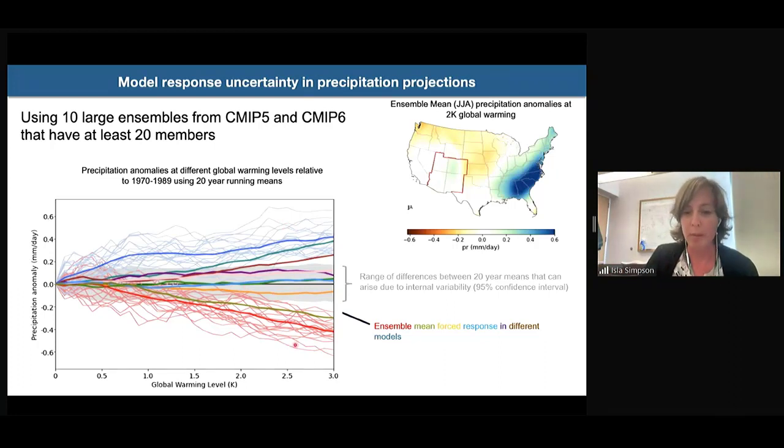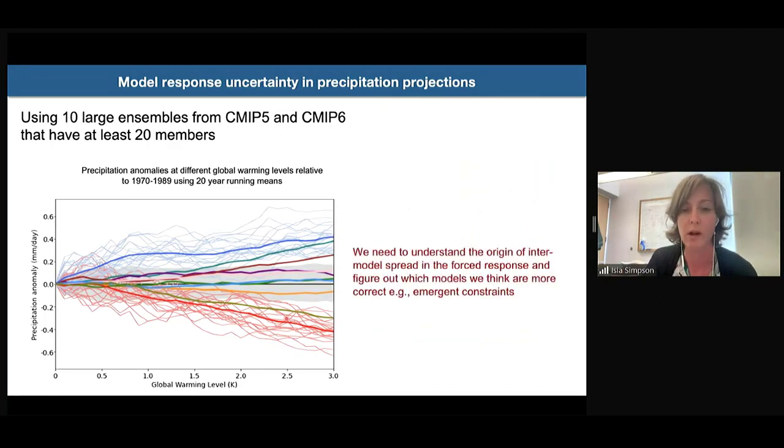So for our climate model projections in this Four Corners region, we have really a big uncertainty in summertime precipitation projections. And a large part of that uncertainty is really coming from the fact that the models are all doing different things in their response to external forcings. And so this is the kind of uncertainty that we can try and understand and reduce. So we need to understand why the models are doing different things, and then through that understanding, figure out which ones we think we trust the most. And so there are approaches like emergent constraints, where you try and relate a model's projected change to some aspect of the present day climate that you can observe, and then come up with a more informed view of which models you think are more correct.